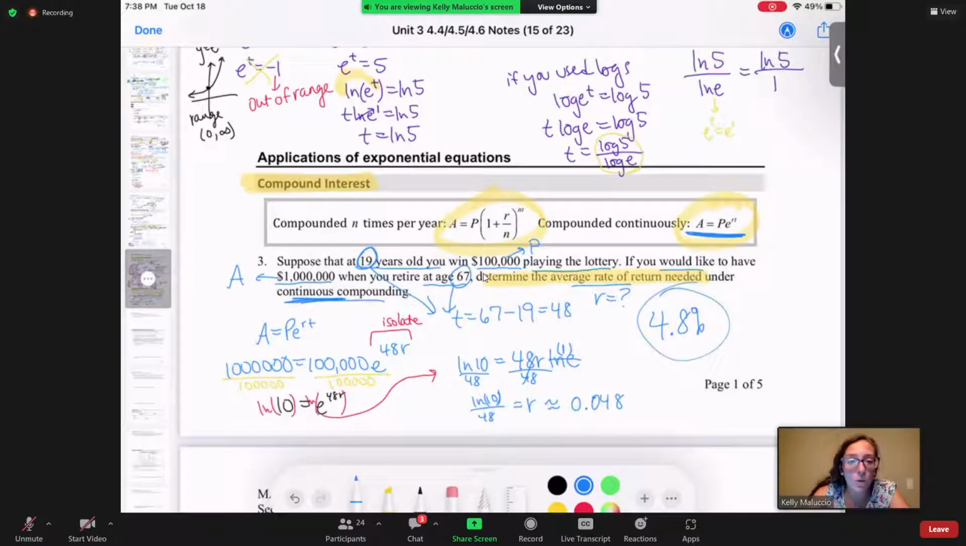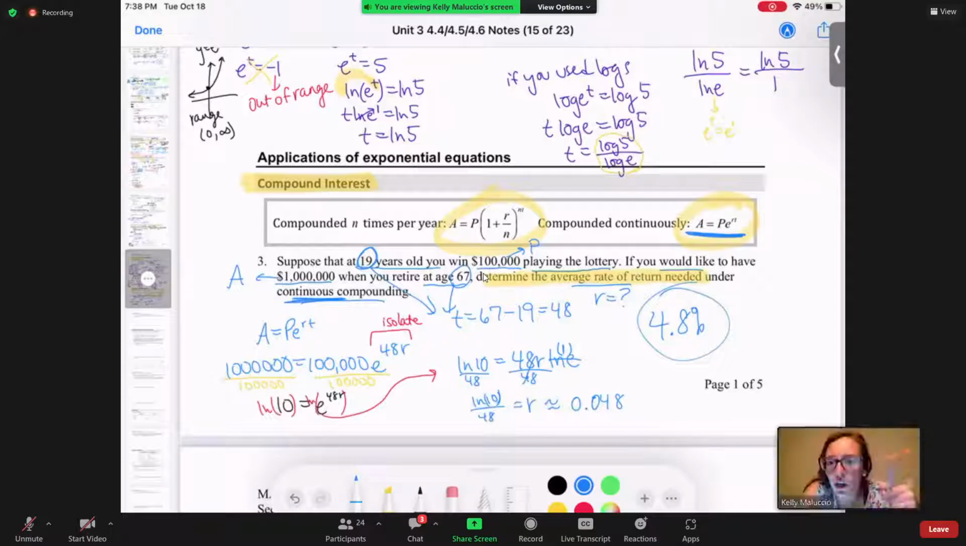So if you won the lottery at $100,000 that you could put away in some account, and you retired at 67 and you wanted this to be $1 million, what rate would you need? Well, you need 4.8%, right? Yeah. Good luck on the rate staying that.